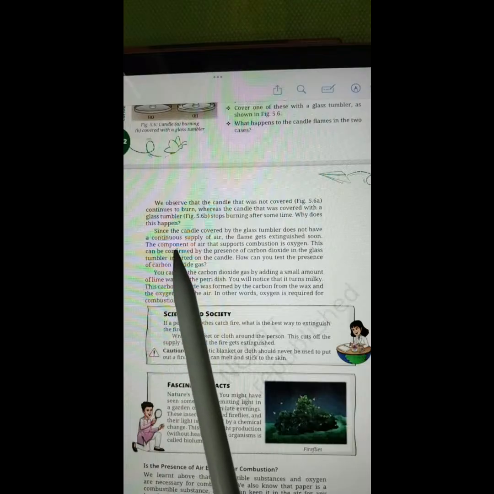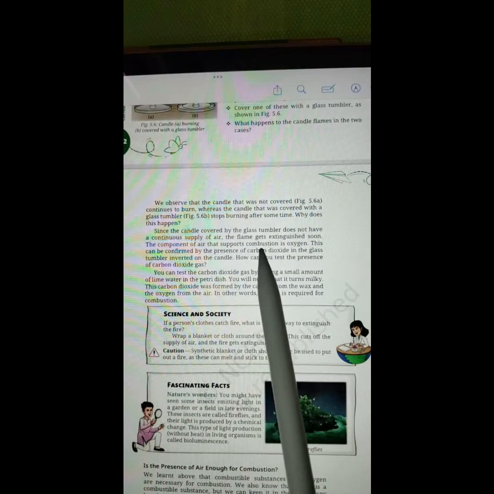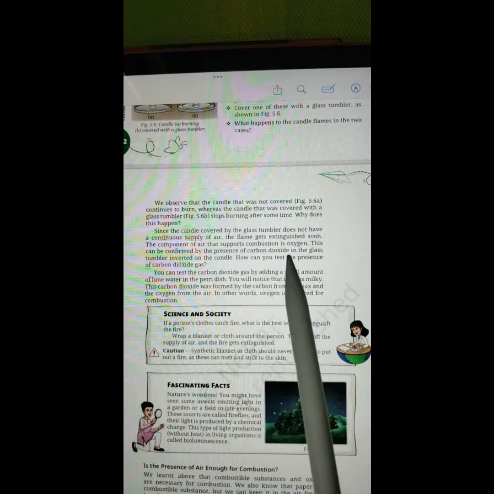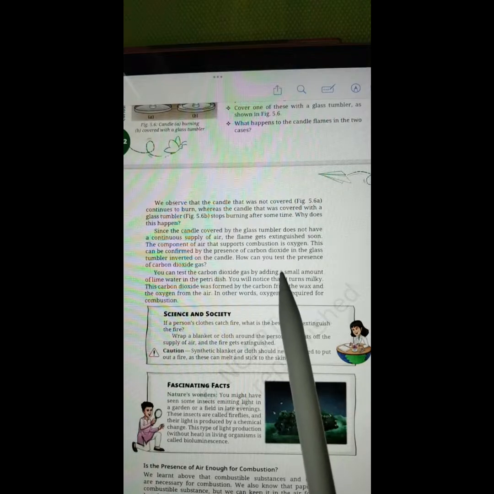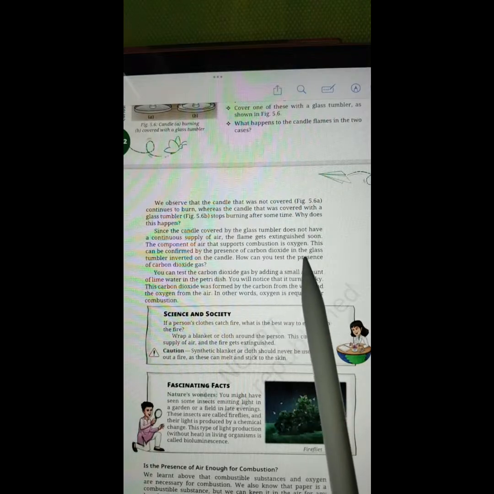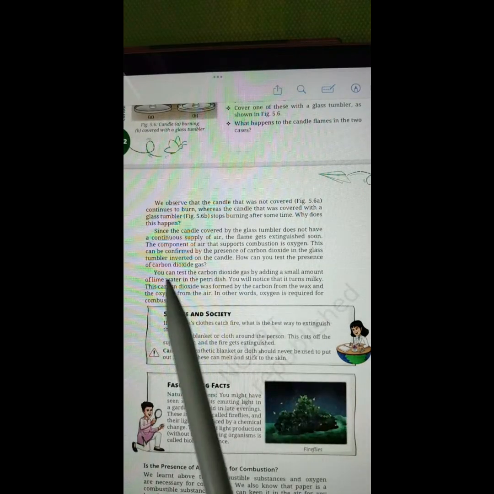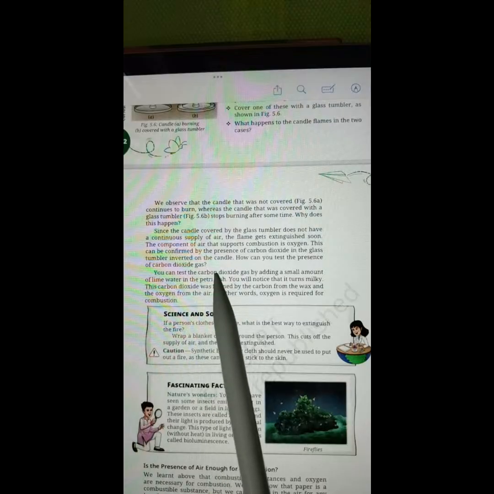Why does this happen? Since the candle covered by a glass tumbler does not have a continuous supply of air, the flame gets extinguished soon. When we cover the glass, the supply of oxygen is cut. That is why it will not burn continuously. This can be confirmed by the presence of carbon dioxide in the glass tumbler inverted on the candle.